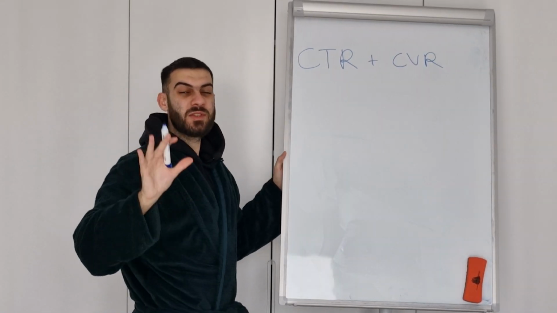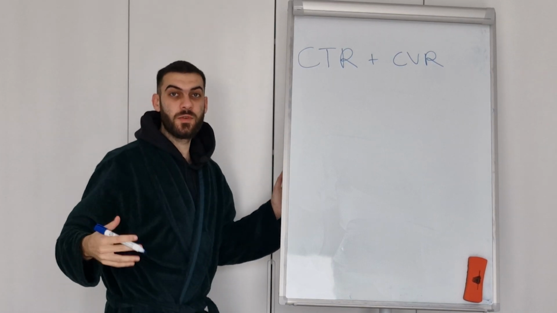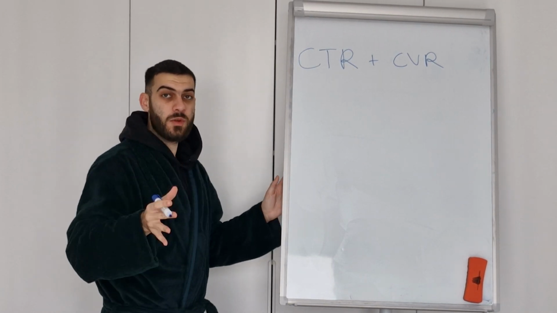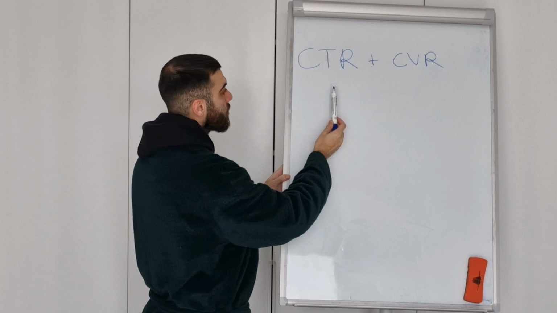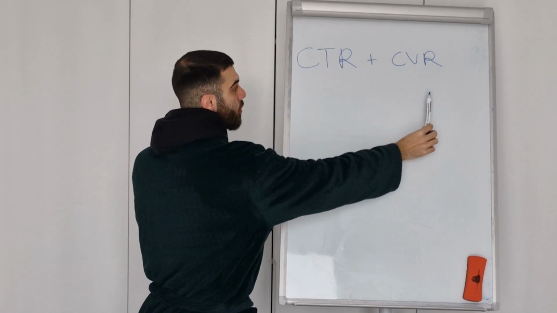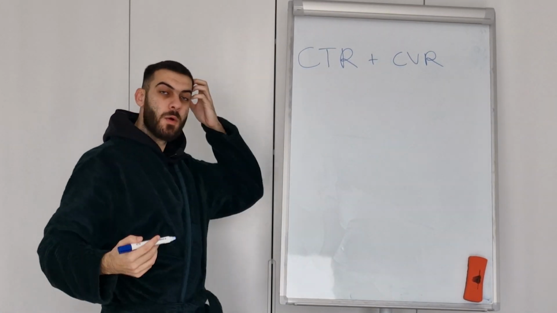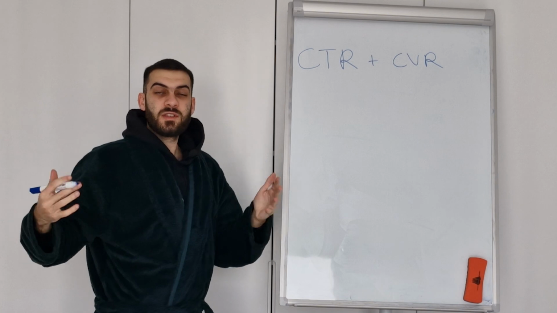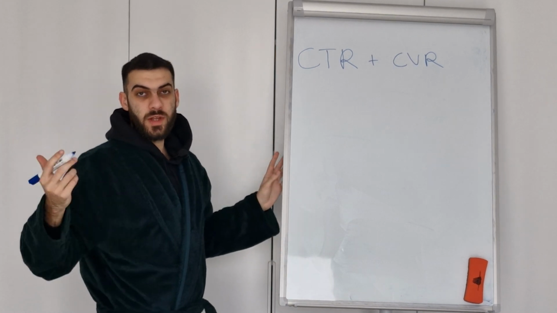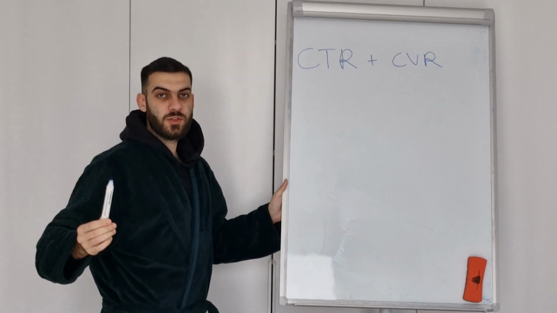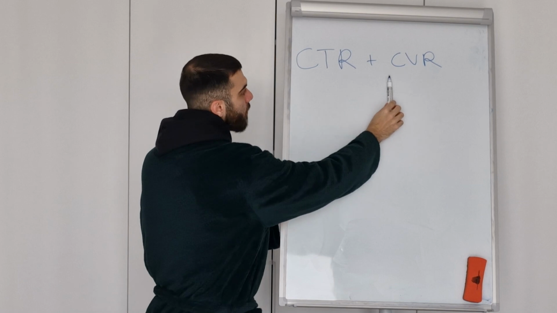Now, here's the thing. Amazon asks you for a bunch of things when you first upload your book, and each one of those things fits into the category of either your click-through rate or your conversion rate. What do I mean by this? When you upload your book on Amazon, the first thing it asks you is for your book title and subtitle. Now, your book title and subtitle, is that for your click-through rate or for your conversion rate?